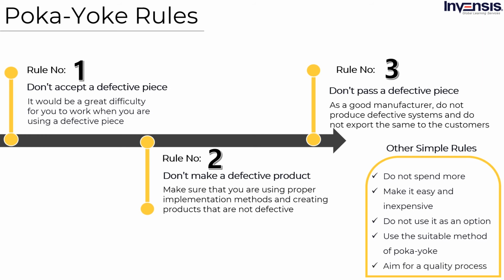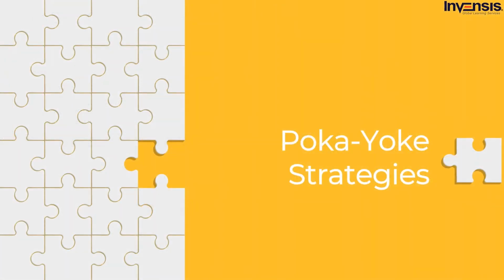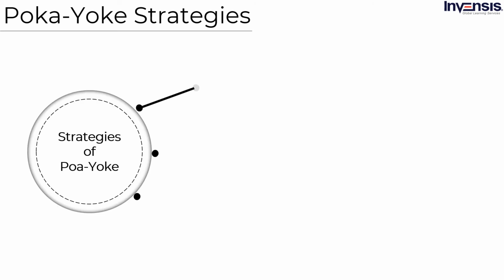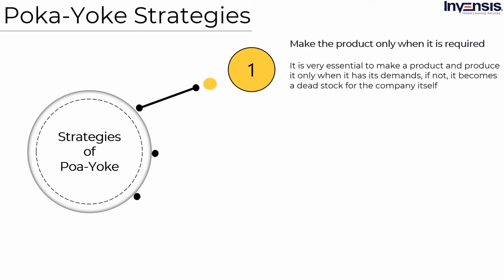After knowing the golden rules of Poka-Yoke, let us understand its strategies. Poka-Yoke Strategies. Poka-Yoke uses 3 strategies to make its work easy. Let us now look into those strategies. The first strategy is: make the product only when it is required. This is the main strategy any industry must follow, especially the manufacturing industries. It is very essential to make a product and produce it only when it has its demands.